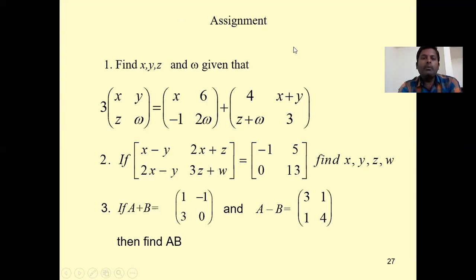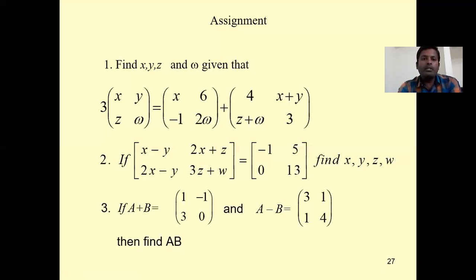The second problem you see here, if x minus y, 2x plus z, 2x minus y, 3z plus omega is equal to minus 1, 5, 0, 13. Find x, y, z, omega. This is also the same type of problem. Just we equate the two matrices and find the values of x, y, z, omega.